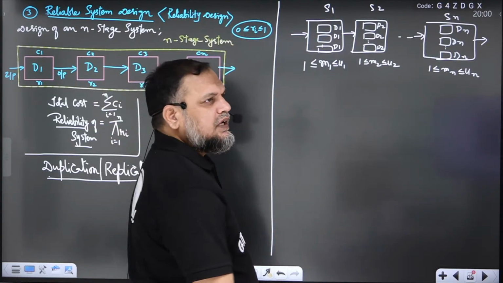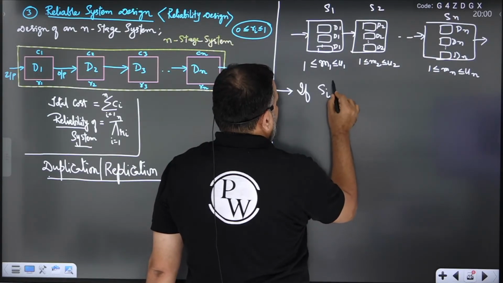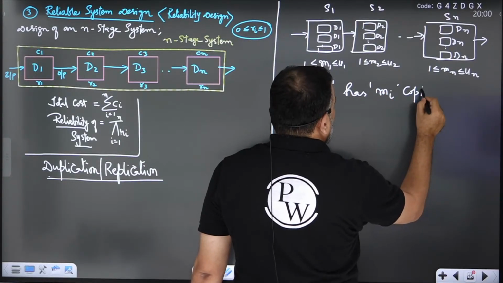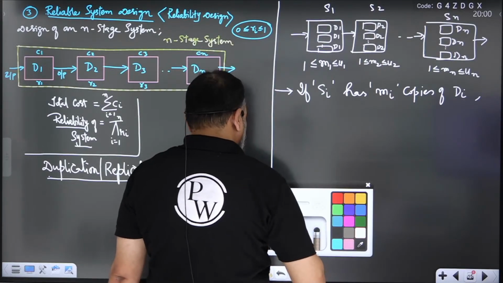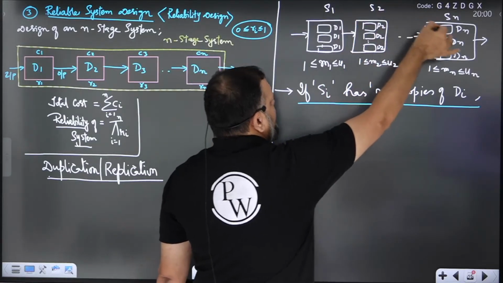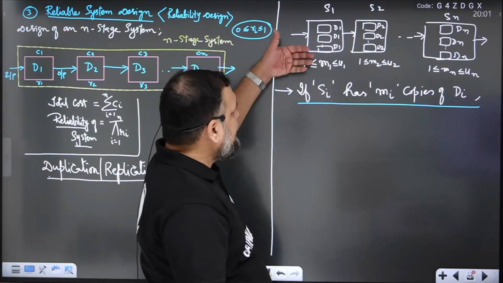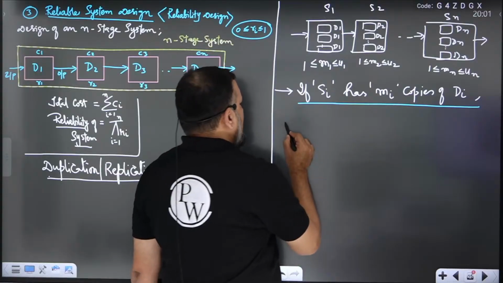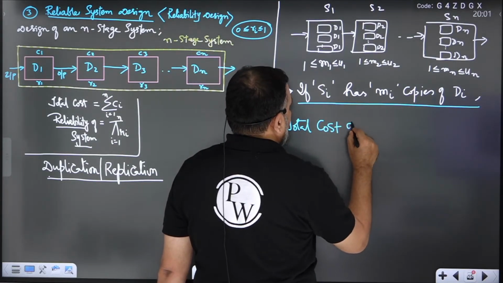So my dear students, the interesting question coming up here, if stage i has mi copies of device Di, then my question is, please observe, it can be m1 copies, or m2 copies, or m3 copies; the minimum value of mi is 1 and the maximum is some upper bound. So if mi copies are there in stage i of device Di, then my first question to you, please answer: what will the total cost of the system become?